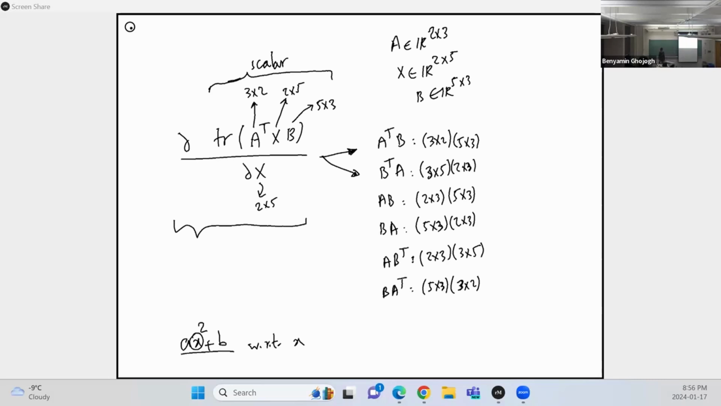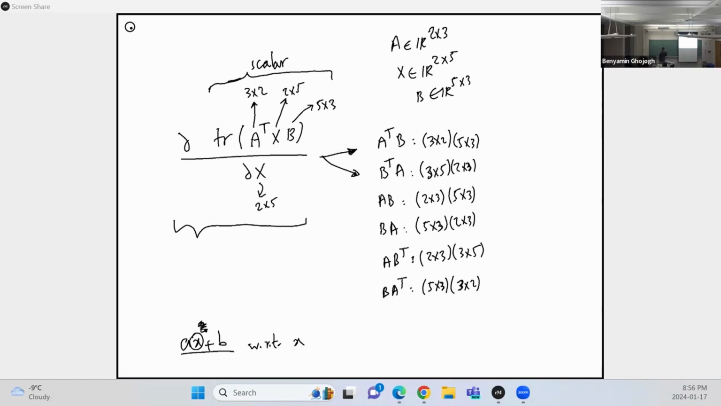Okay. Derivative of a x plus b with respect to x becomes a, the multiplier of x, right? What are the multipliers here? There are a transpose and b. As a result, the result must be one of these cases: a transpose b, b transpose a, ab, ba, ab transpose, ba transpose. Maybe one of them should be transposed times the other one. The order changes. Let's see one by one.